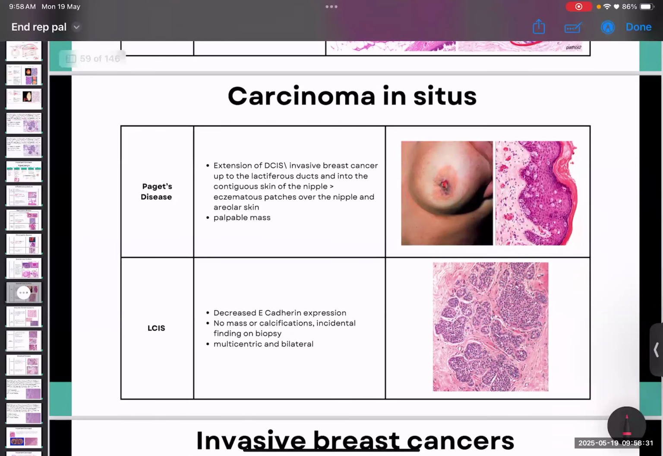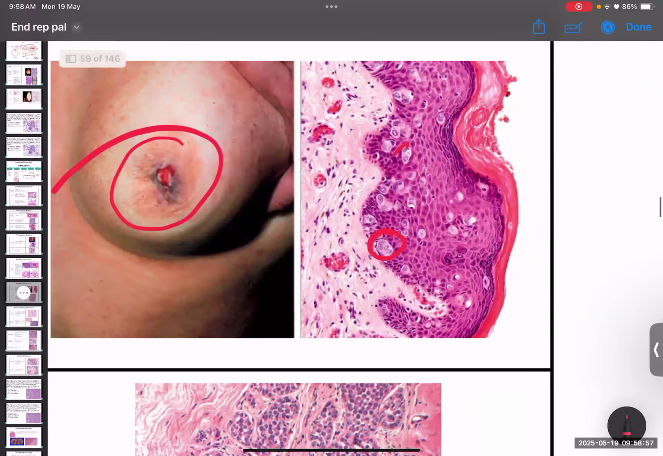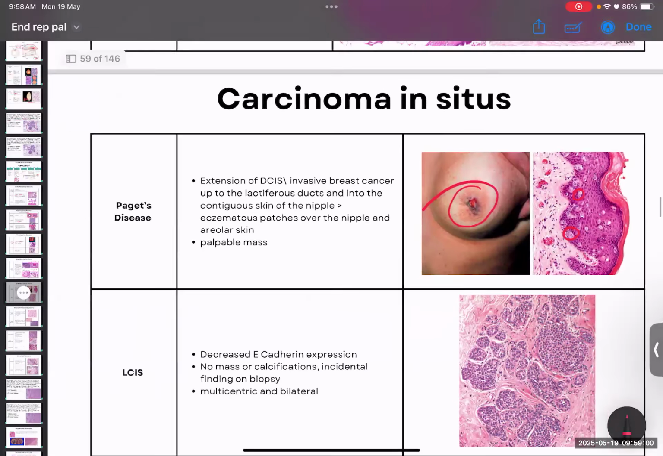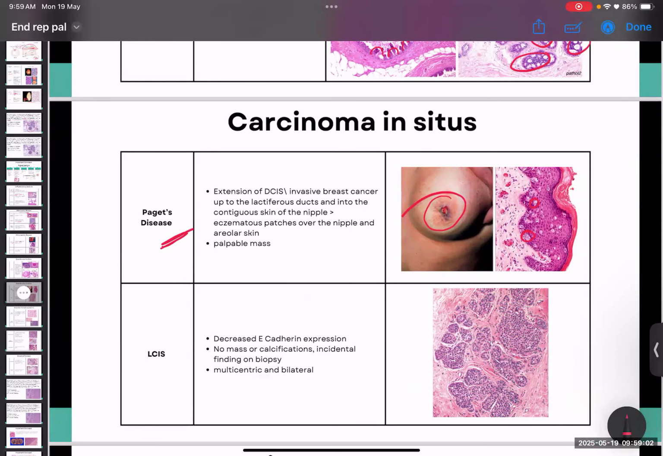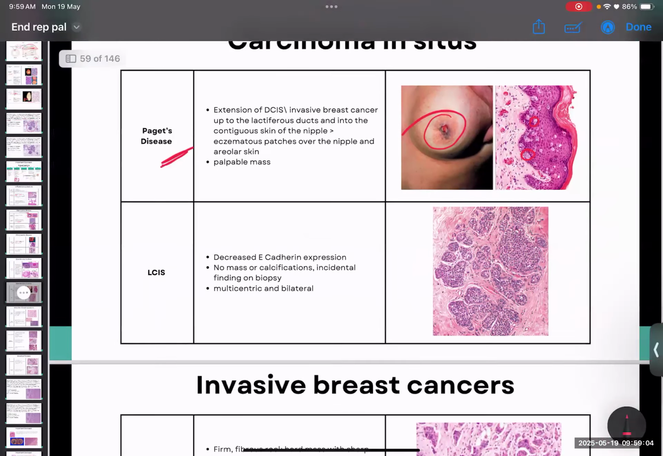We have Paget's disease next, which is basically happening in the setting of a DCIS or an invasive cancer. So here what happens is that there's extension of cancer into the lactiferous ducts as well as the skin. So that's why the breast is going to be erythematous, the nipple is going to be itchy, and you're going to have bleeding patches over the nipple. It's going to be erythematous, and on histo, you're going to see Paget cells here. So again, very easy diagnosis, but this almost always happens in the setting of an invasive cancer or DCIS, okay?